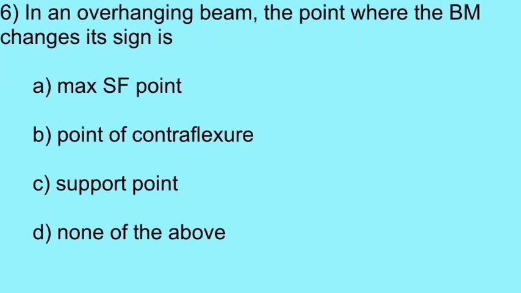Sixth question. In an overhanging beam, the point where the bending moment changes its sign is option A, maximum shear force point, option B, point of contraflexure, option C, support point, and option D, none of these. And the answer is option B, point of contraflexure. In an overhanging beam, the point where the bending moment changes its sign is called point of contraflexure.